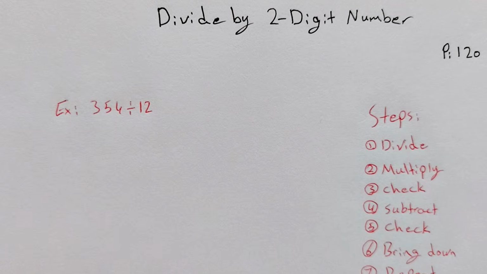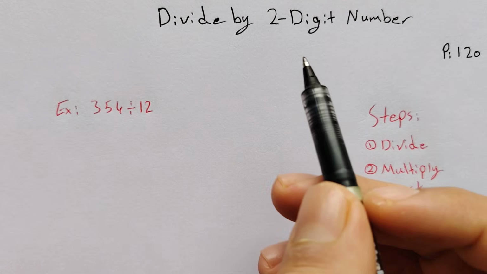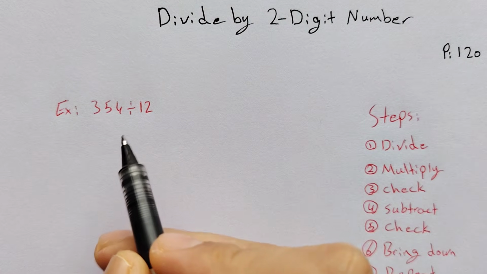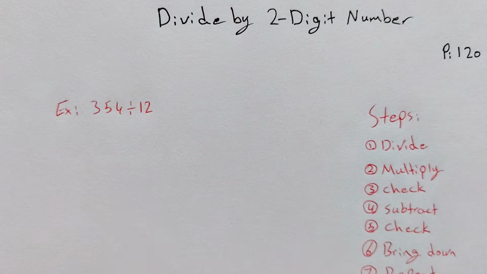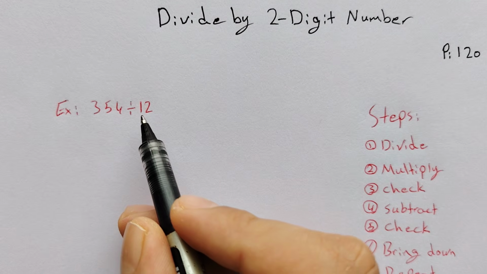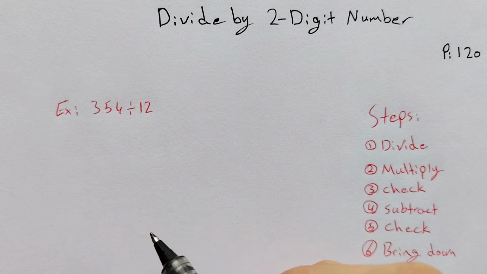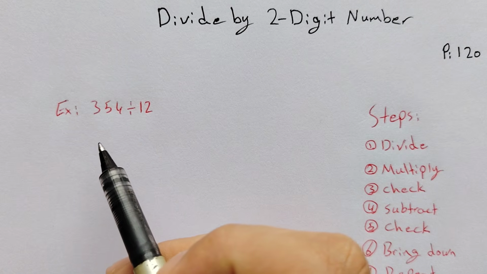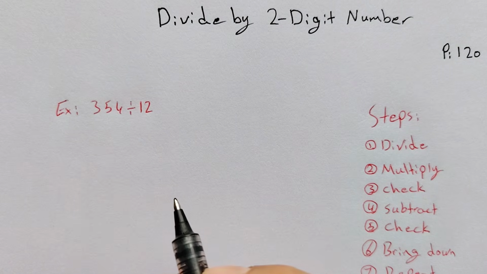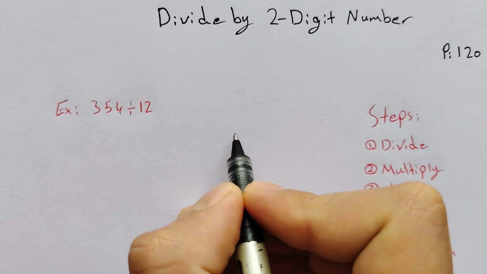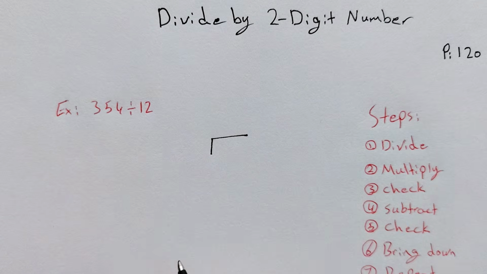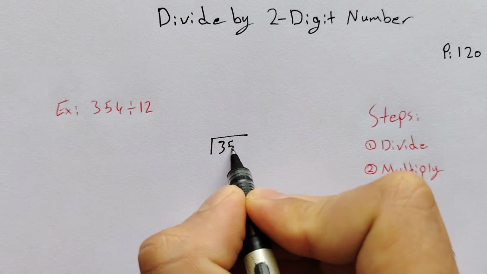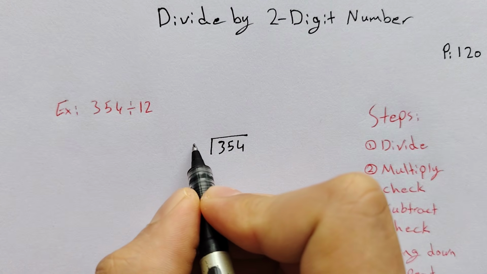In this video, we're going to talk about dividing by a two-digit number. When we say divide by a two-digit number, it means our divisor will be a two-digit number. For example, we have 12, which is two-digit. Whenever we have big numbers like that and want to divide, we should write it as a long division first. So I'll write the long division symbol, then 354 divided by 12.